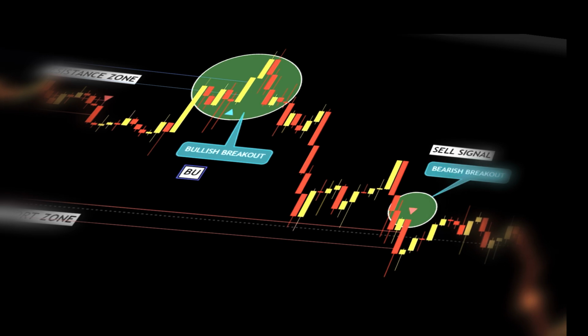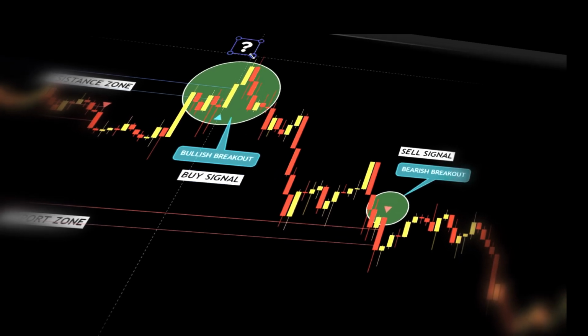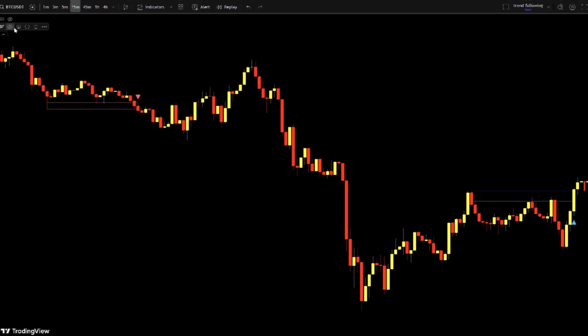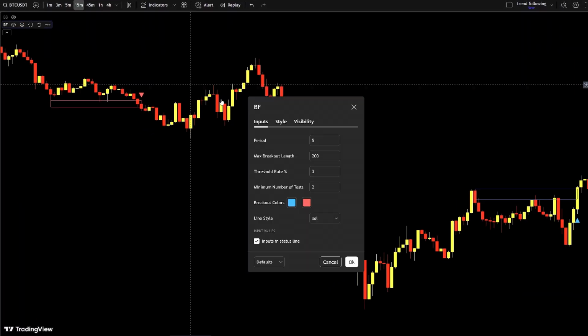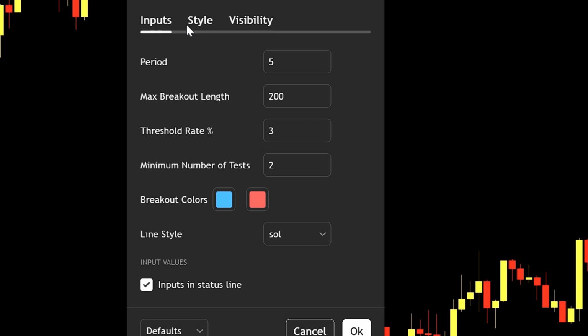But first, let's do a little optimization on the Breakout Finder indicator itself. Head into its settings, go into the Inputs section, change the period to 9, and then change the max breakout to 200. No other changes are needed there.